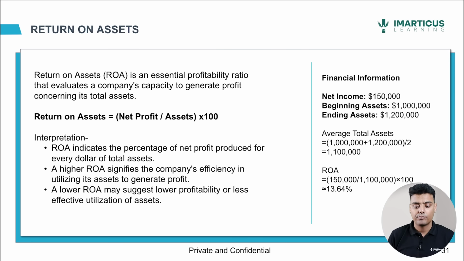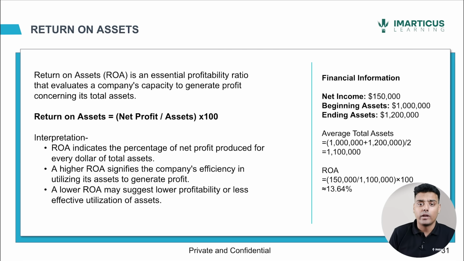Let's look at a question. Imagine a company which has a profit of 150,000 and average assets of 1.1 million. Here the return on assets would be 13.64%. That means for every $1 of assets, I am able to generate 13 cents of profit. For every $100 of assets, I am able to generate $13 of profit.